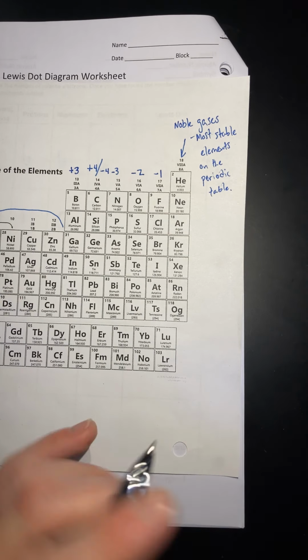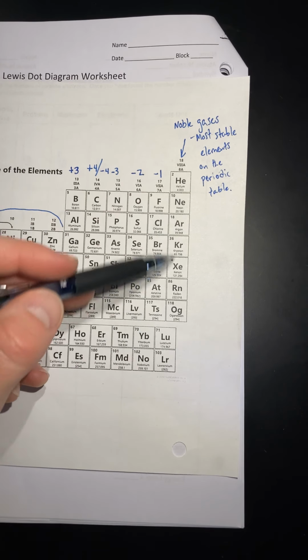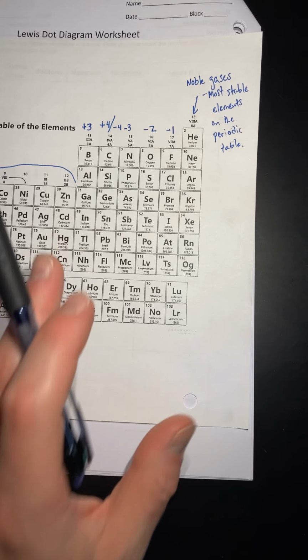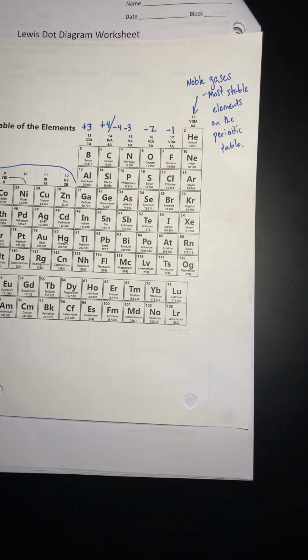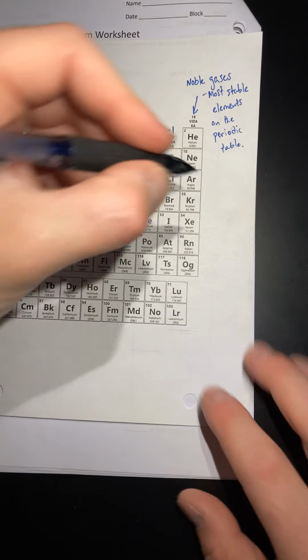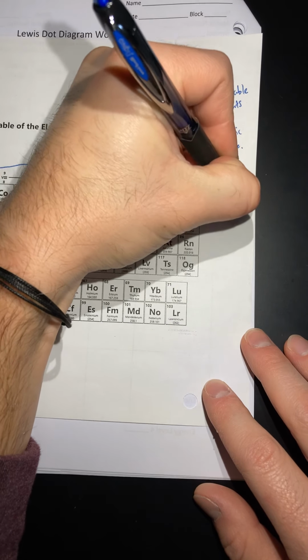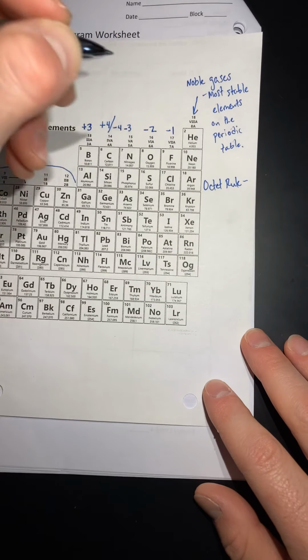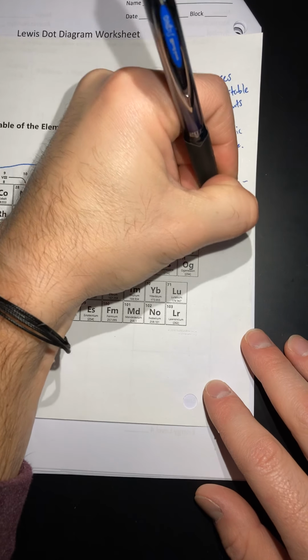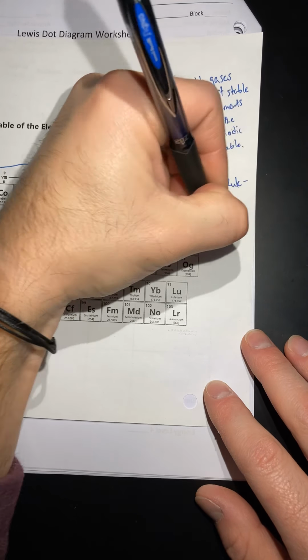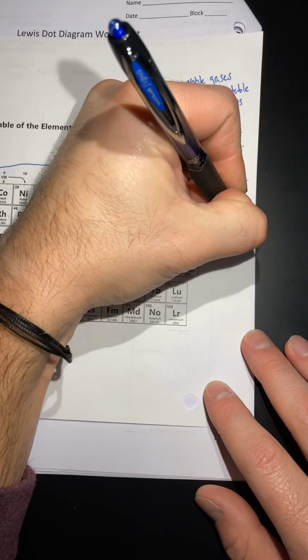And the reason for that is because they are all the way at the end. They are completely filled up. Their outer energy level is completely filled, and it has 8 valence electrons. So there's a rule that applies here. It's called the octet rule.